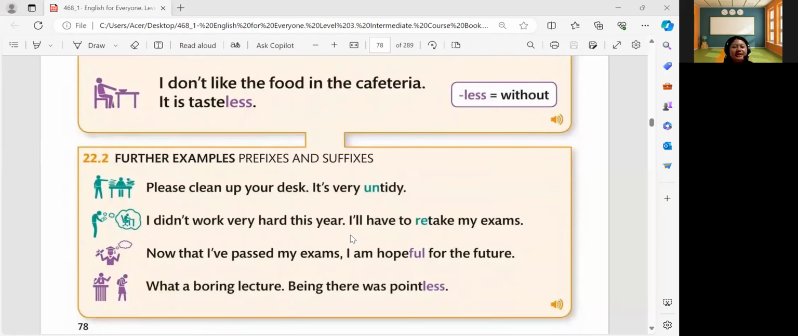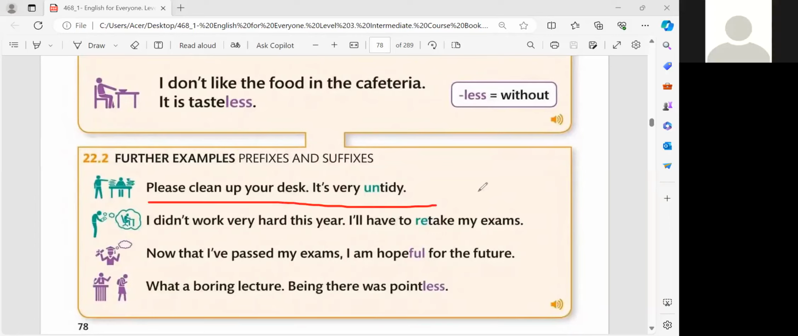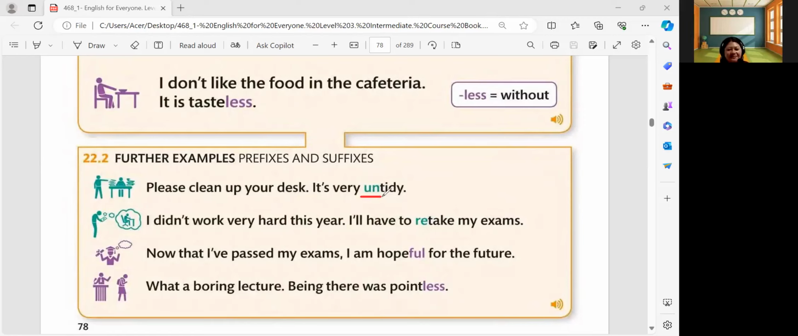So now, further examples about prefixes and suffixes. Can you read the first example? Please clean up your desk. It is very untidy. So the word "un" here means not. So that is an example of a prefix.